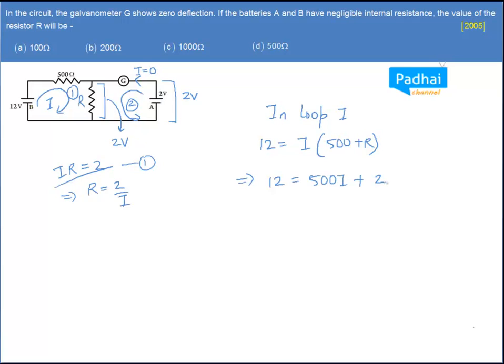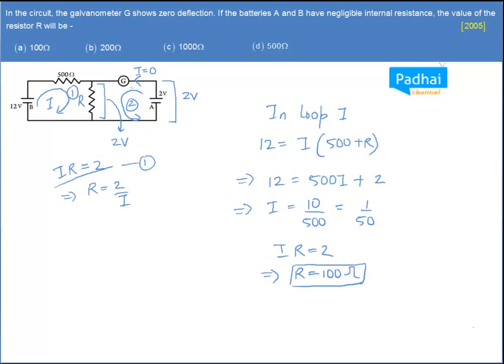IR is 2. That means I will be equal to 10 by 500, right? This will be equal to 1 upon 50, right? So I is 1 upon 50. And IR was 2. That means R will be equal to 100 ohms, right? So this is the answer. So this was a relatively easy question.